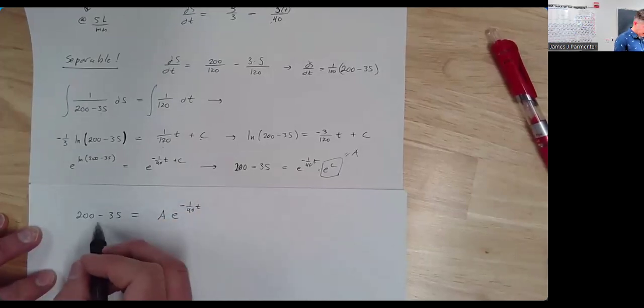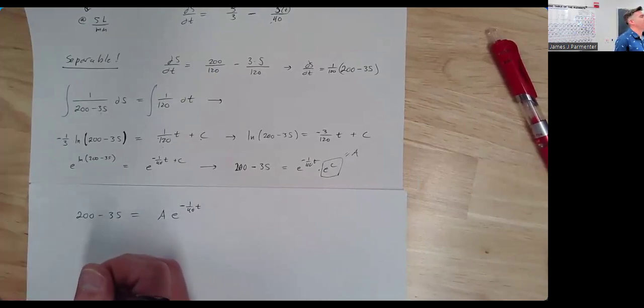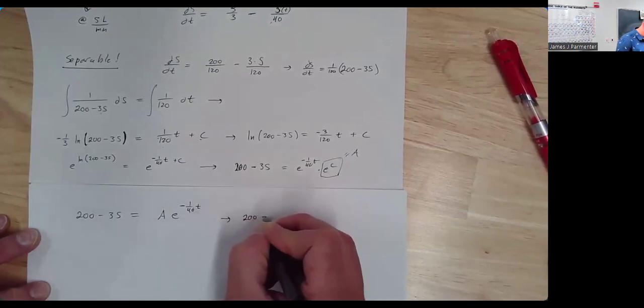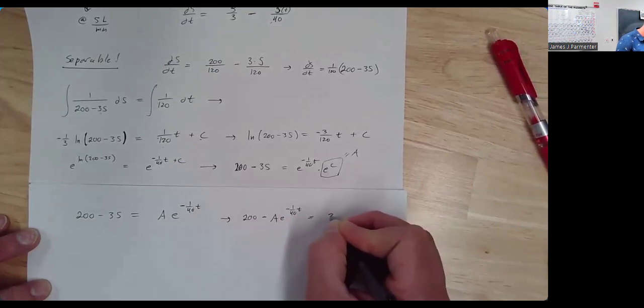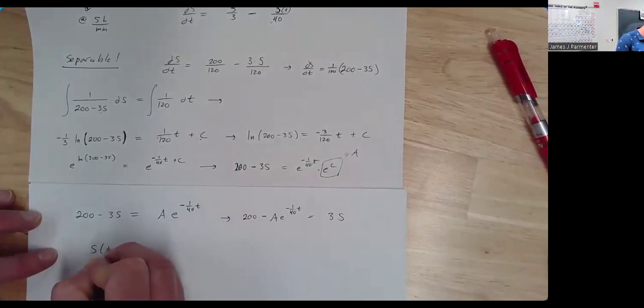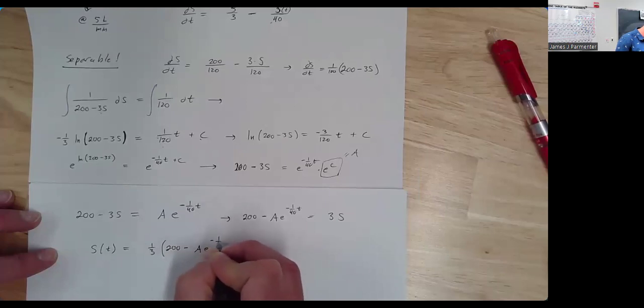I don't want to divide by negative 3. I hate dividing by a negative number. I just don't know why, it's just a personal bias against it. So I'm going to choose to say 200 minus a e to the negative 1 over 40t equals positive 3s, and then divide by 3. I know it seems silly, but it's what I do. So S of t is 1/3 times 200 minus a e to the negative 1 over 40t.